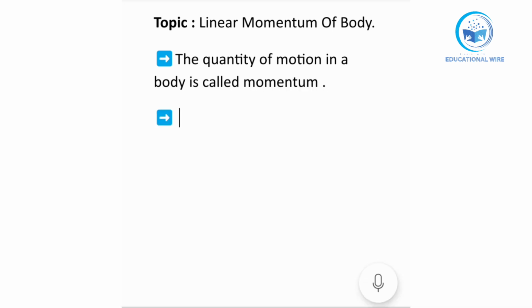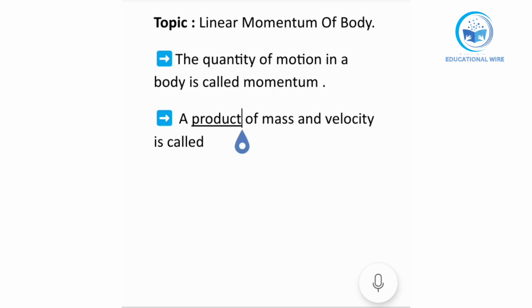Second point, we are having a product of mass and velocity. We can write different definitions of this. A product of mass and velocity is called momentum. Okay. After that, now we should define momentum, that what actually momentum is.